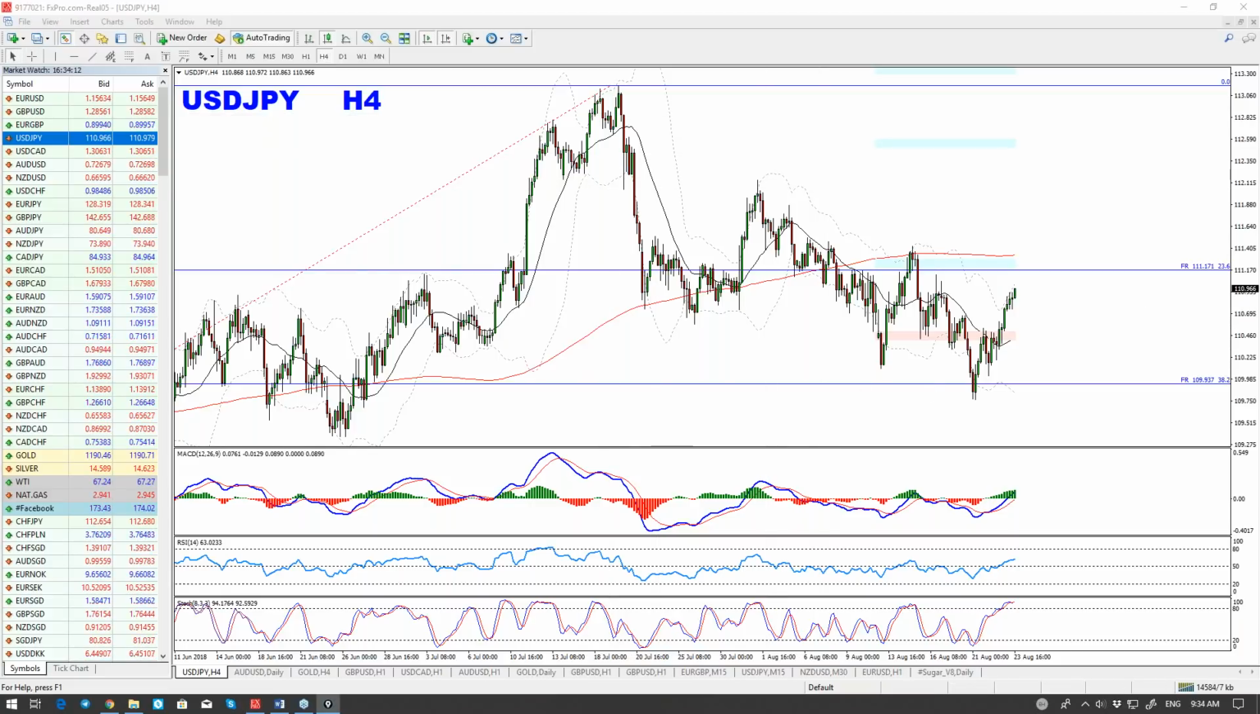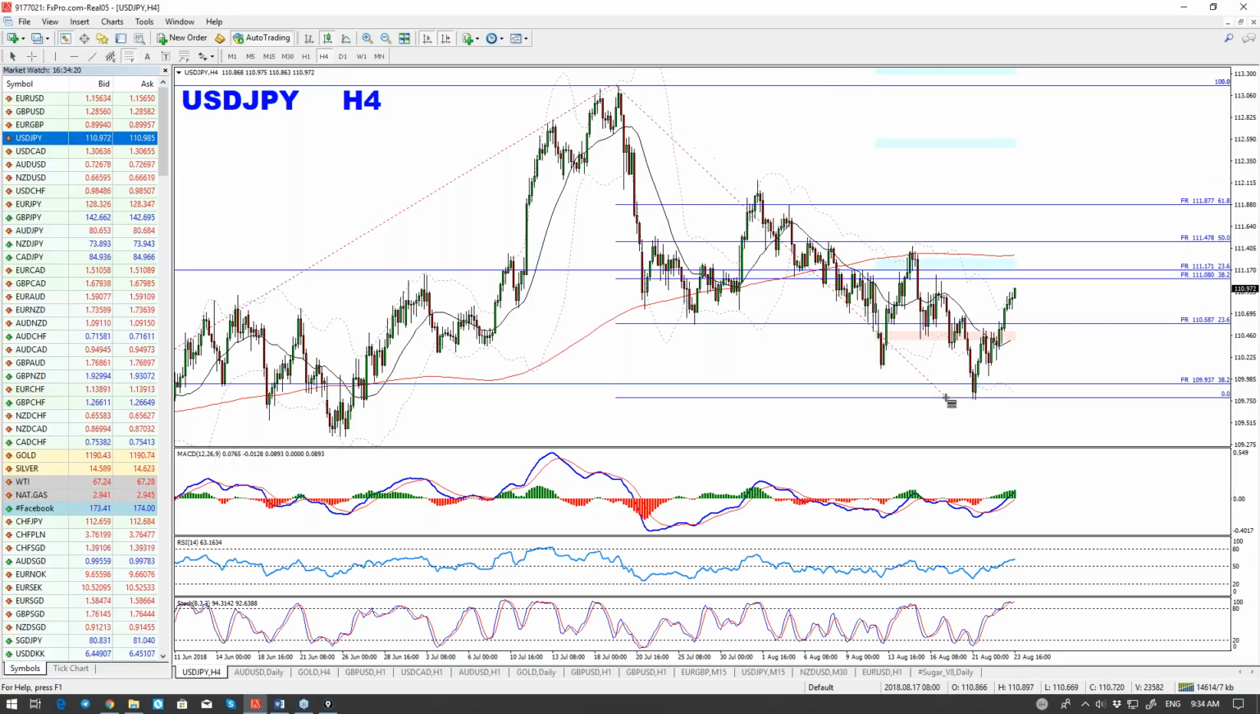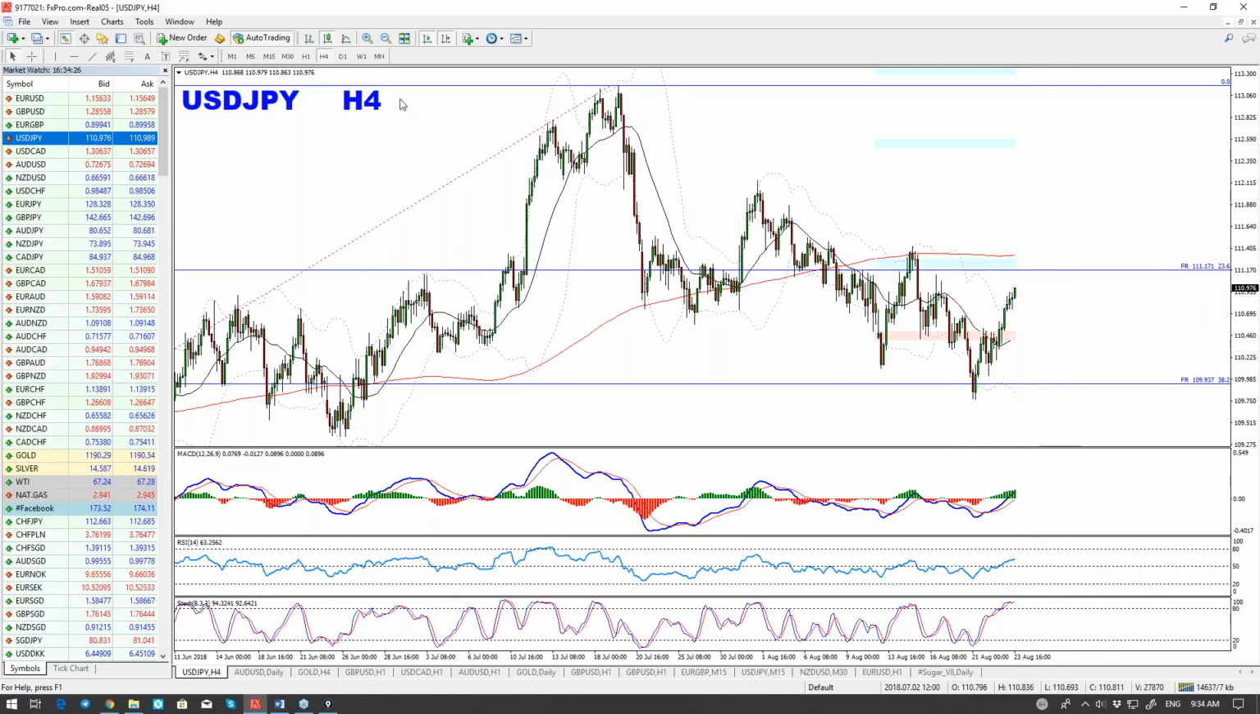2 waves are required. This is the first, this is the second as it's building. The correction should take us towards this zone right here, and from there we will have to stop and see.